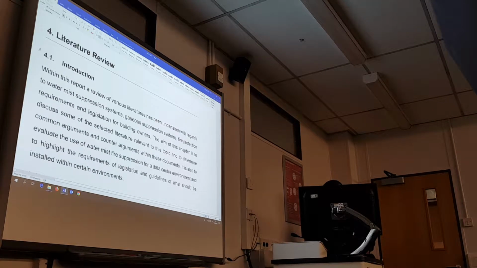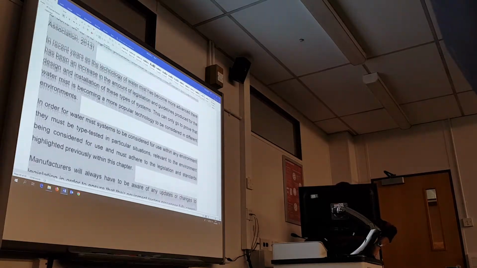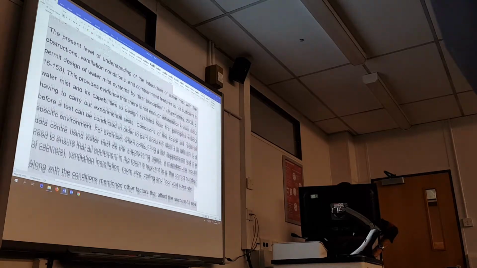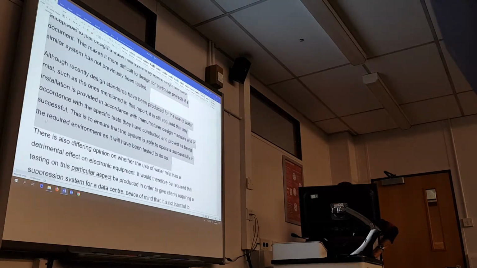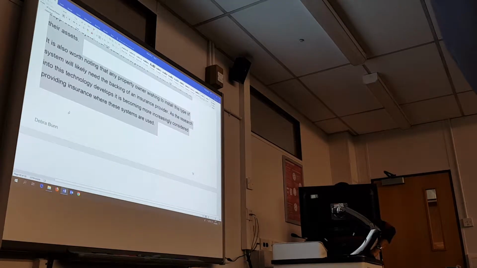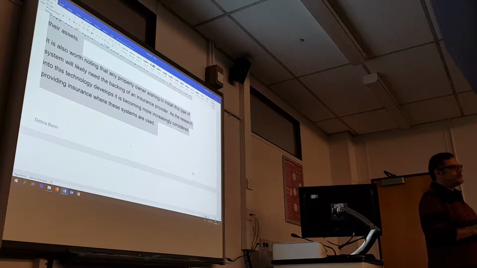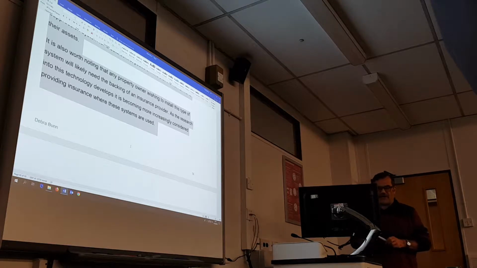Is that PDF? No, it's Word. 3,000 words, which is about right for a literature review. Is there a particular font size that you need to use? Is there a standard font size? No, that's fine. This is actually Arial.